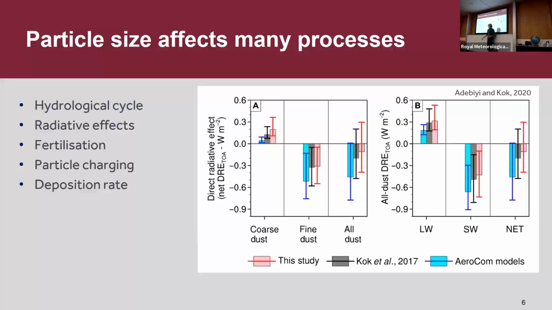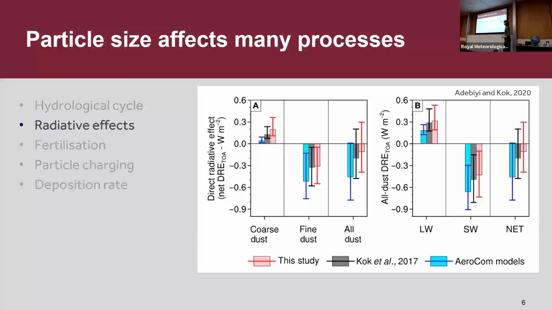Particle charging, this is something that I'm going to come back to in my what's next bit, but basically larger particles tend to charge in a different direction to finer particles, which can have impacts for how they're held in the atmosphere. And then, I suppose most obviously, is the deposition rate. So large particles, more mass, drop faster.